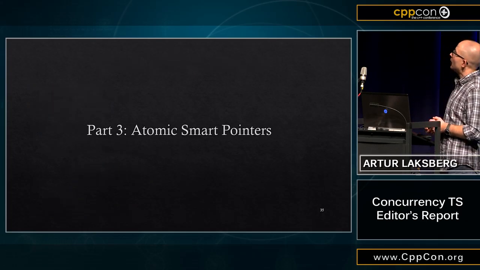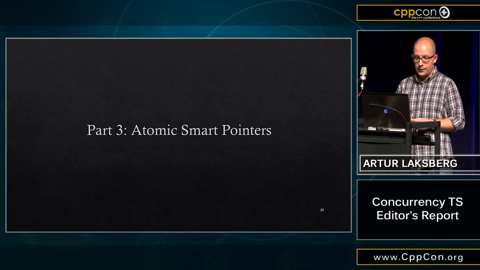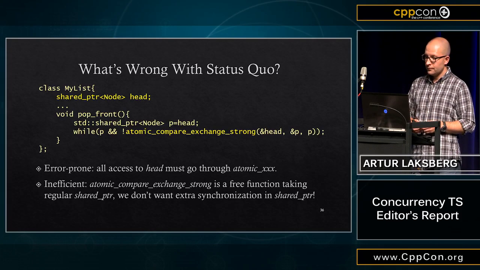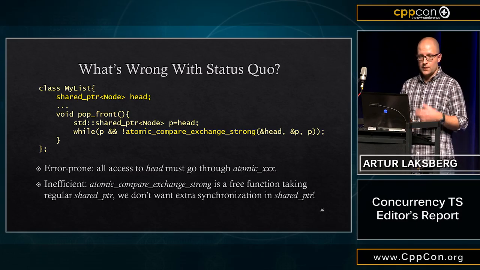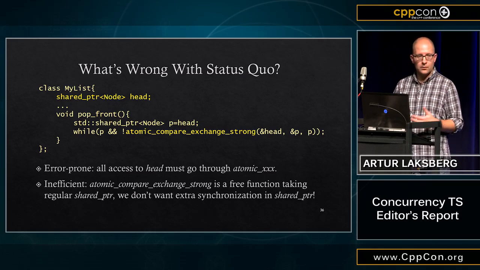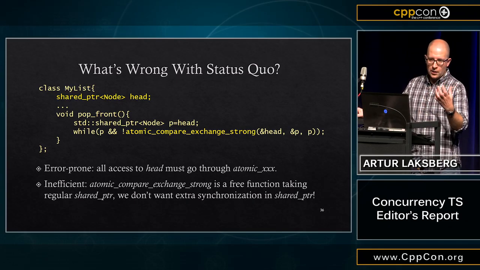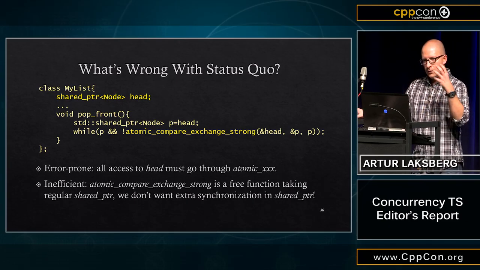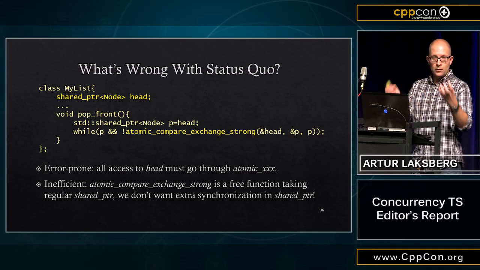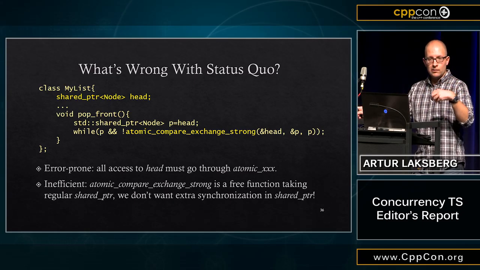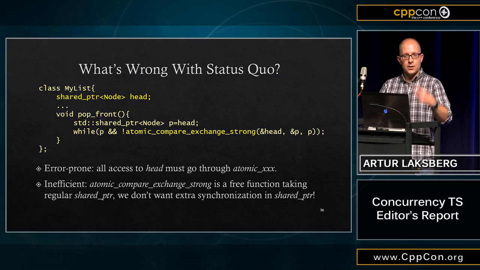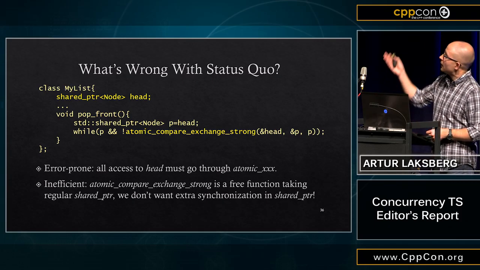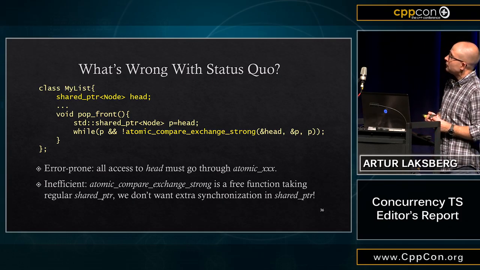And finally, part number three, atomic smart pointers. Most people are familiar with compare exchange. This is the bread and butter of lock-free programming. A typical pattern is like this. You read the original value, you compute a new value, and then you replace the old value with the new value that you've just computed, if the old value hasn't changed. And if it has changed, then you repeat, right? This is what this while loop is doing.